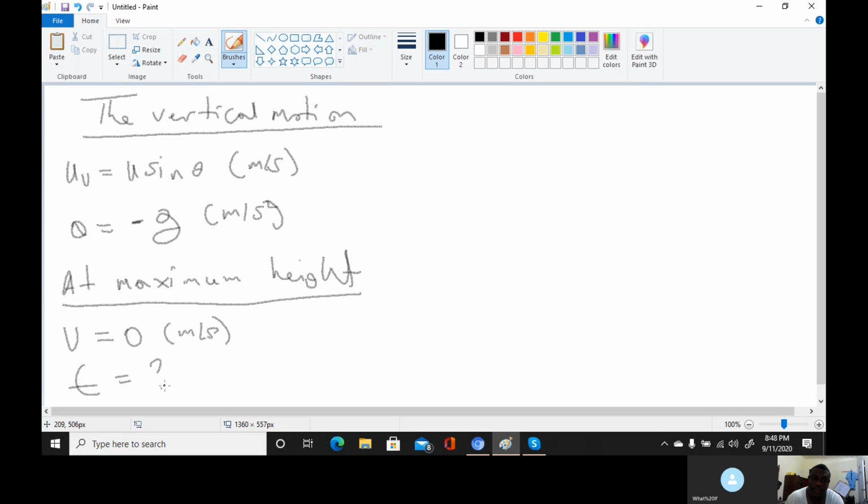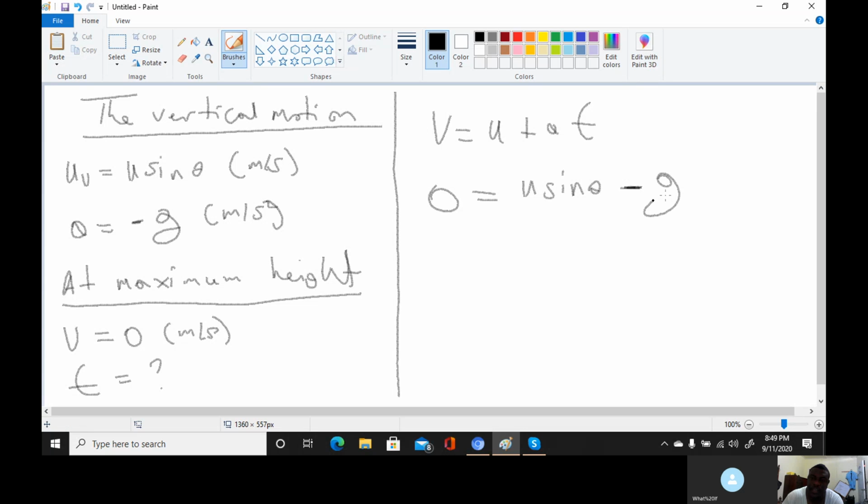And we can talk about the time to reach maximum height. If we use the equation V is equal to U plus AT for the vertical motion, at maximum height V is equal to 0. My initial vertical velocity is U sine theta. My acceleration going up is negative G, so I'll put that T. Let me not just jump to the answer right there. Let's just solve this.